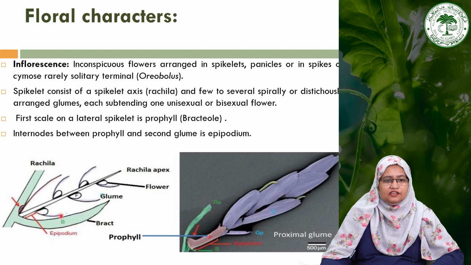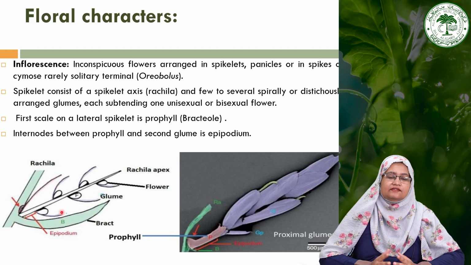This is a prophyll and this one is the second glume, and the space in between this is called the epipodium, as you can see here, and this is also a portion of the epipodium. So this is the whole inflorescence, the spikelet, which has a rachilla at the apex, and on both sides it has a bract, that is the glume, which is subtended by the flowers that may be unisexual or bisexual. After the first bract or the prophyll there is a space from the glume, and in between is termed the epipodium. So here you can see the inflorescence is very particular and they have bracts.